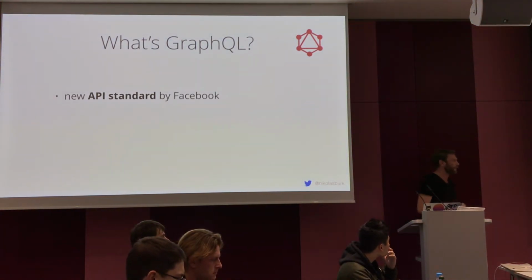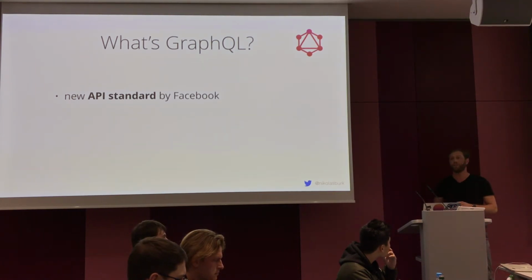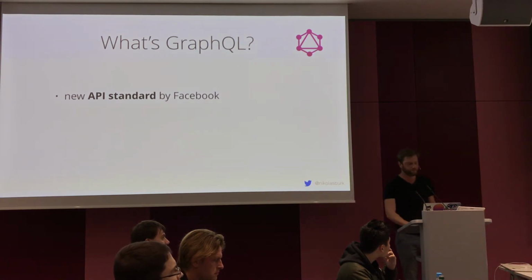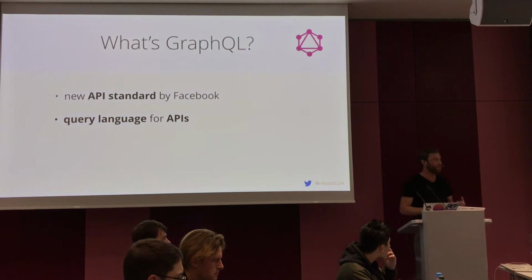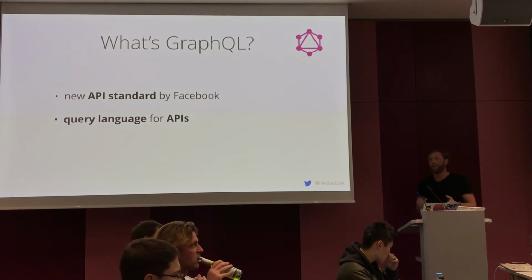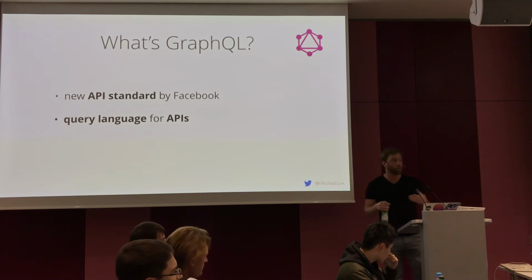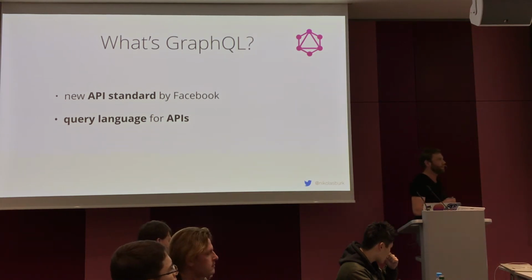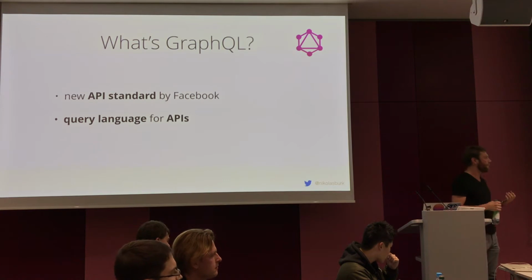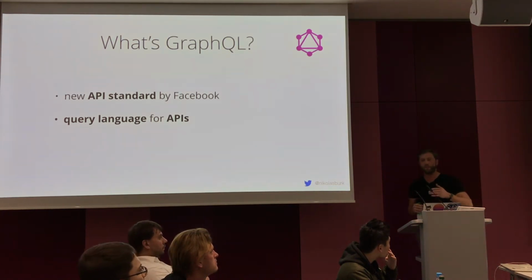So very, very briefly stated, it's a new API standard that was developed and open sourced by Facebook in 2015. So it's roughly only 2 years old. And it's a query language for application programming interfaces, also known as APIs. So a lot of people think, because GraphQL has the suffix QL, query language, that it has something to do with a database. Must be something like SQL to query information from a database.